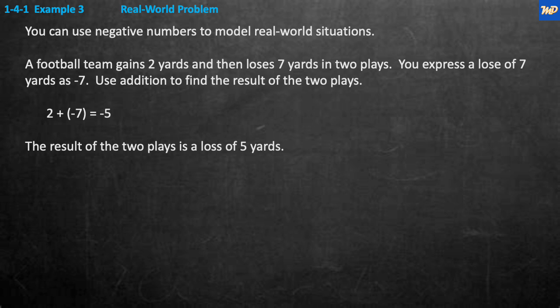So what we did is you started off, you gained 2 yards plus lost 7 yards. 2 plus a negative 7 equals negative 5. So the result of the two plays is that the football team lost 5 yards.